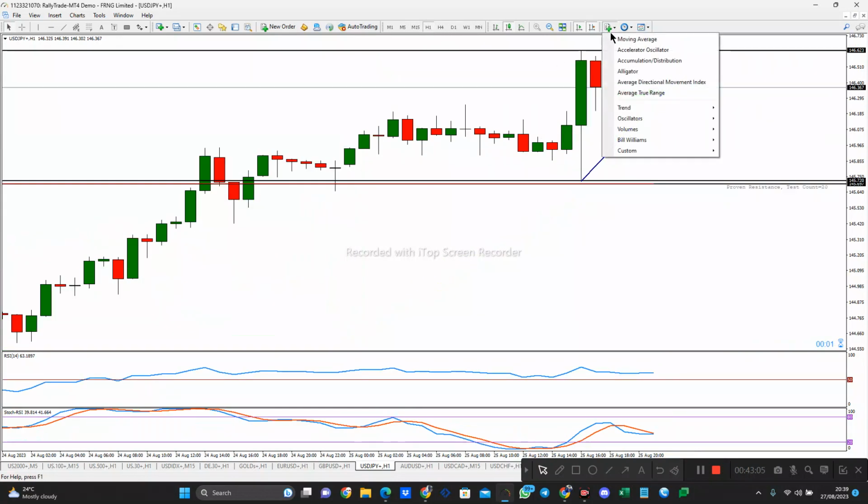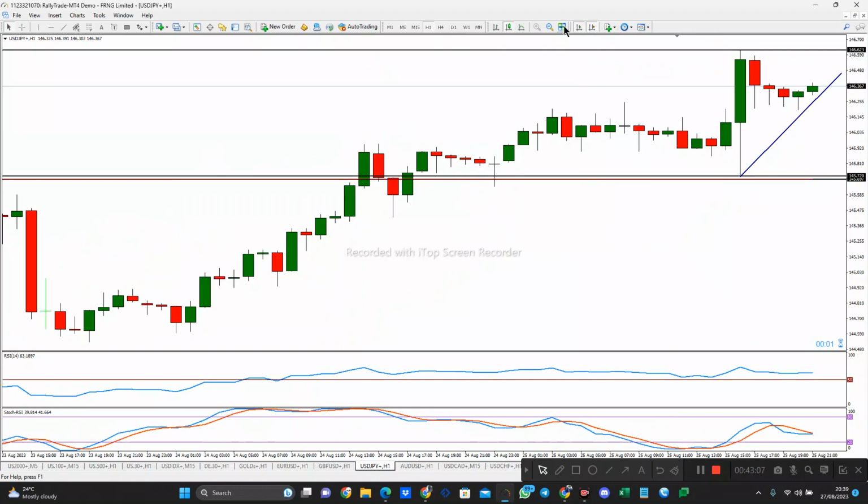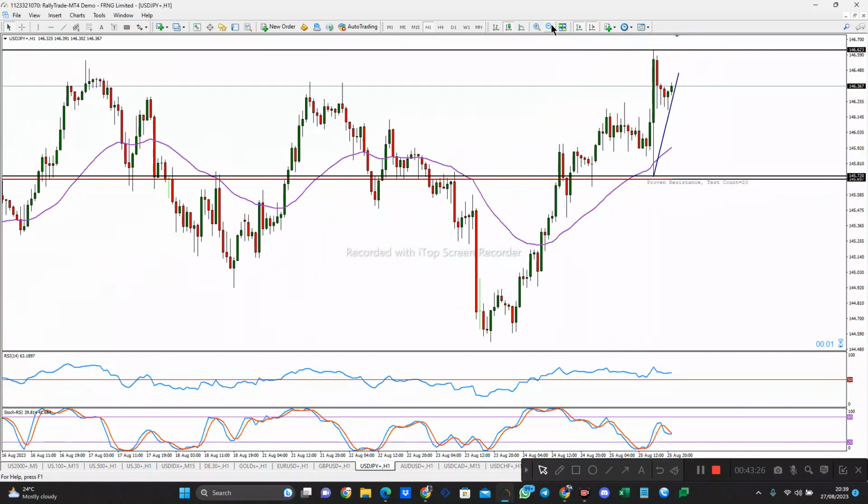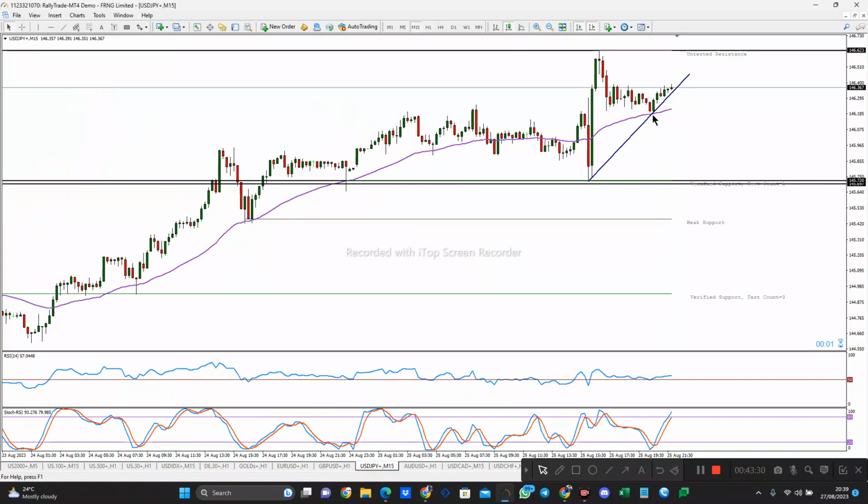Then let me add my moving average. My moving average should be below here to confirm that this is actually an uptrend. So let me add my moving average. It's below, right? Okay, I go to 15 minutes. Look at it, acting as a support here.